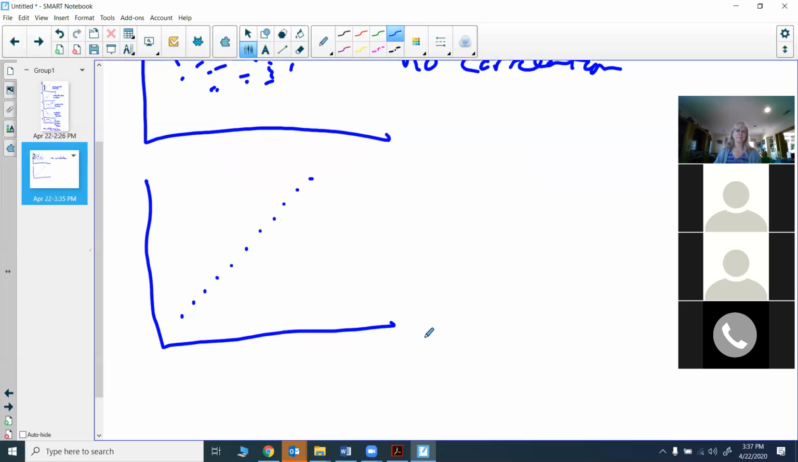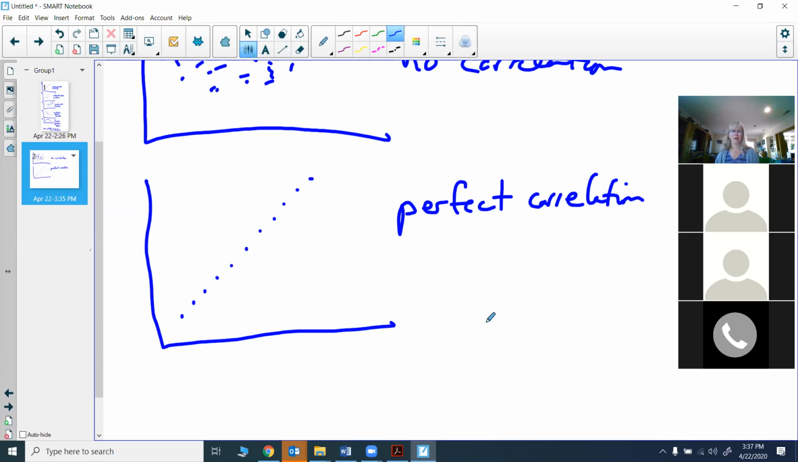What about this one? Linear. It's linear. So does it have a correlation? Is it strong, moderate, or weak? Extremely strong. Exactly, Jacob. It is what we consider extremely strong. In fact, if I were to draw a line through this, it would hit every single one of these dots. So we actually call this one perfect. So this one is perfect correlation.